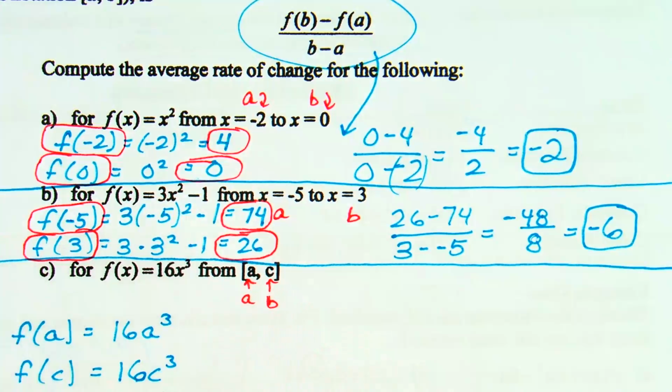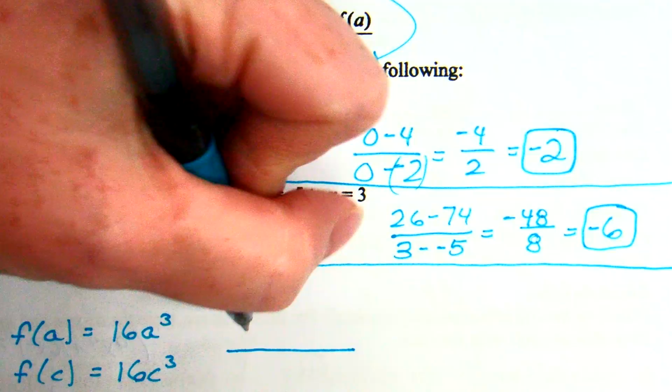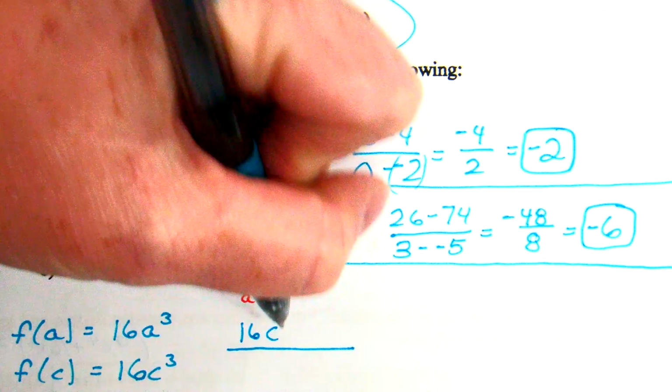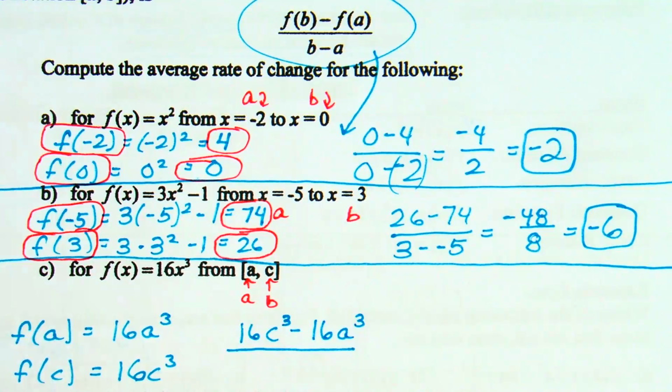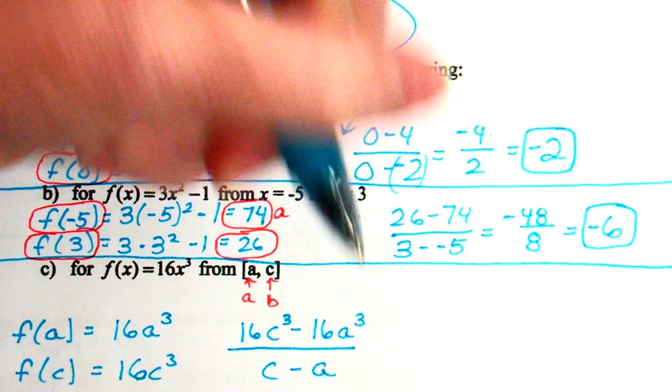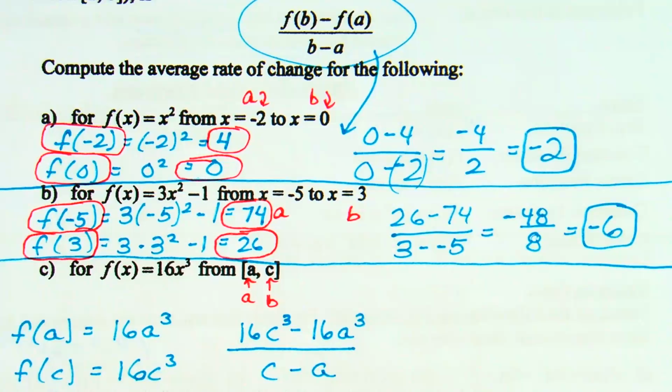Okay, so you ready? F of b minus f of a. What am I putting on top? Okay, 16c cubed minus 16a cubed. What goes on bottom then? C minus a. Now the trick on this one is simplifying. Is there simplifying that can be done, or how can I go about simplifying?